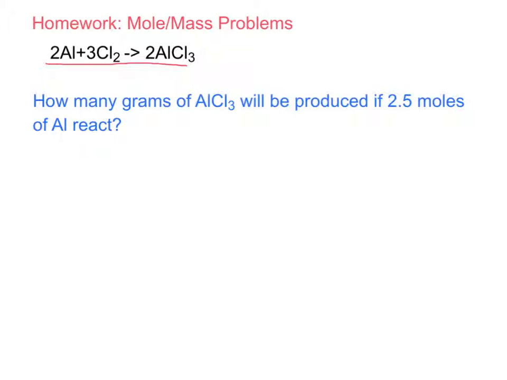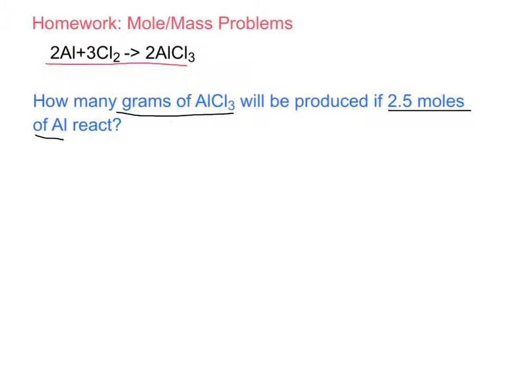2AlCl3. The question that's being asked is how many grams of AlCl3 will be produced if 2.5 moles of aluminum react. So we always start with our given. Our given in this case is 2.5 moles of aluminum, and we're looking for how many grams of AlCl3.